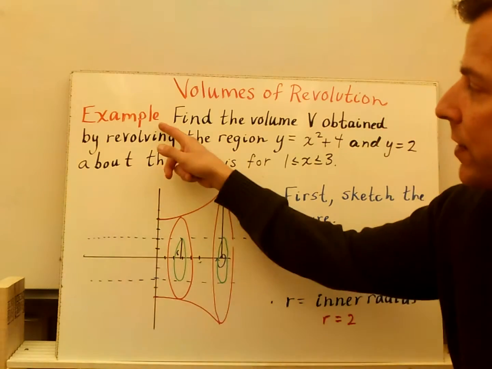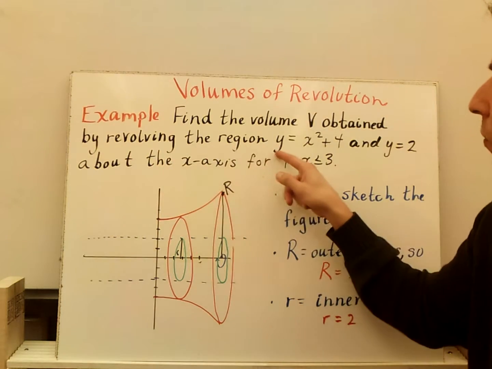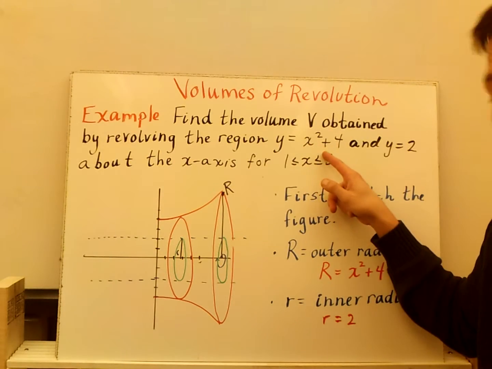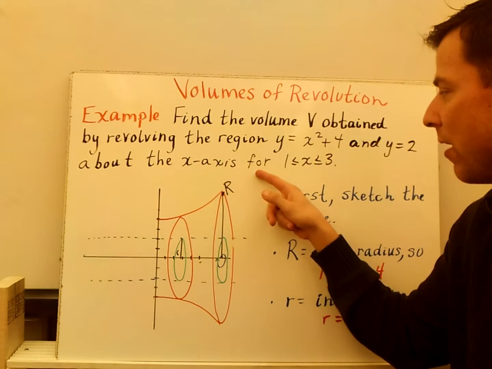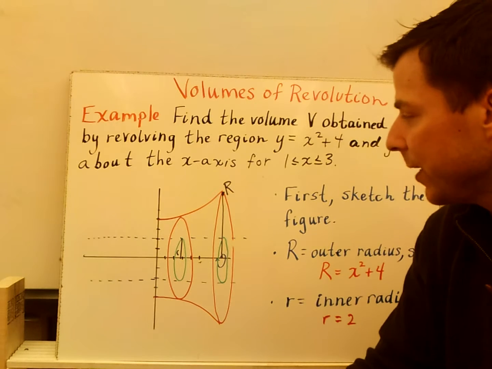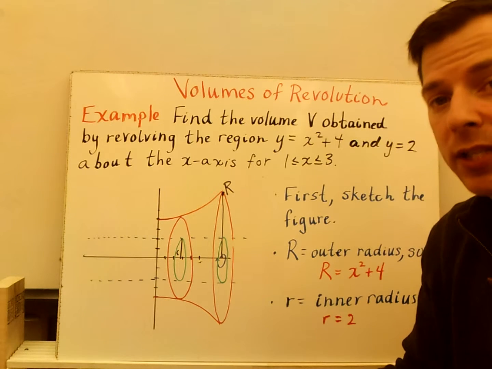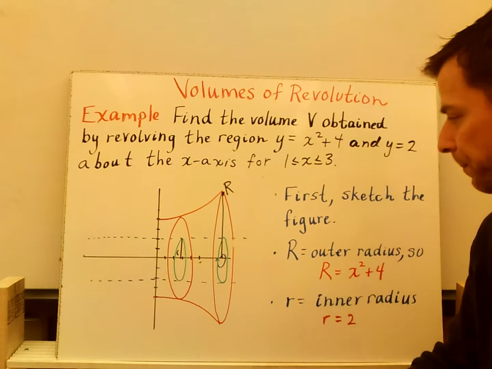So our first example is: find the volume V obtained by revolving the region between y equals x squared plus 4 and y equals 2 about the x-axis, for x between 1 and 3. The first thing you want to do is sketch your figure. So I've put a general sketch up here. First I'm going to sketch the figure.